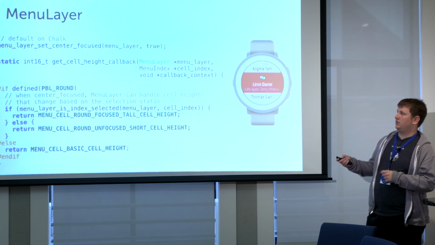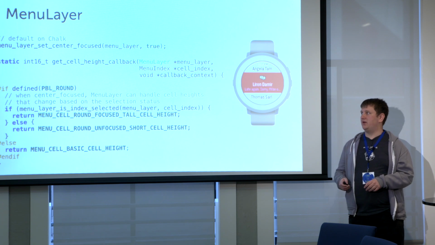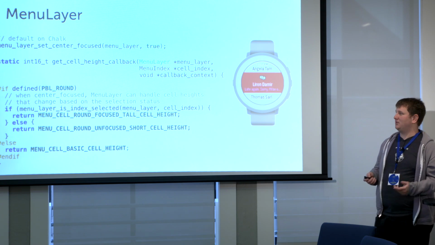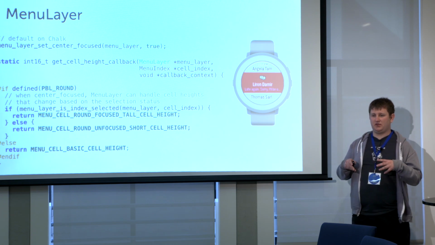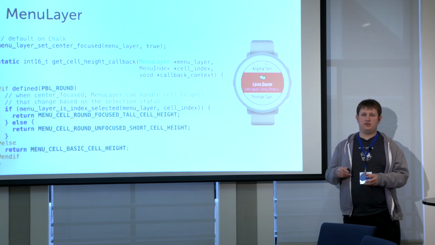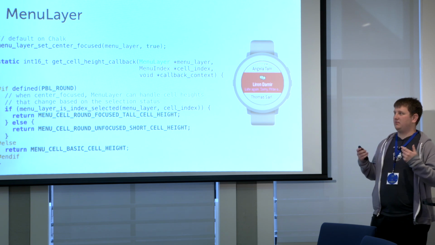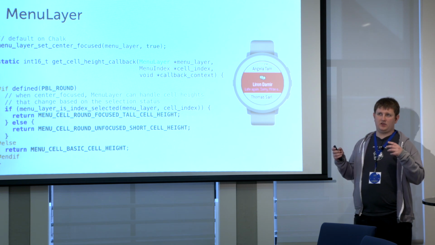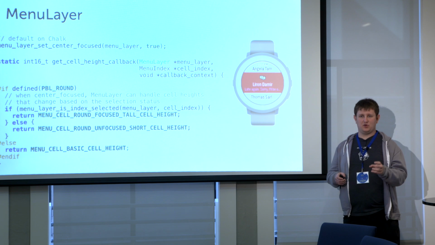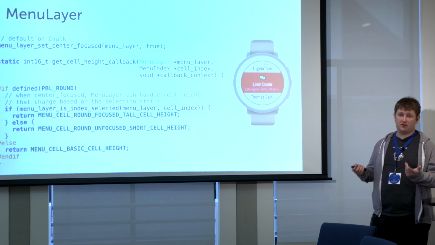And then we also have a menu layer set center focused function that is true by default on the Chalk platform, but you can turn it off too if you want to. And this specific example talks about the cell height callback, but you would also need to choose a different way of drawing the cell in the draw row callback based on whether or not the cell index that you're drawing is currently selected, which again, you would use the menu layer is index selected function to determine.